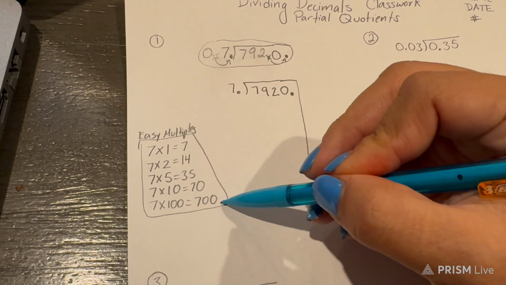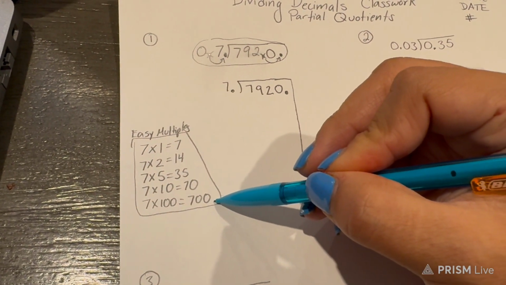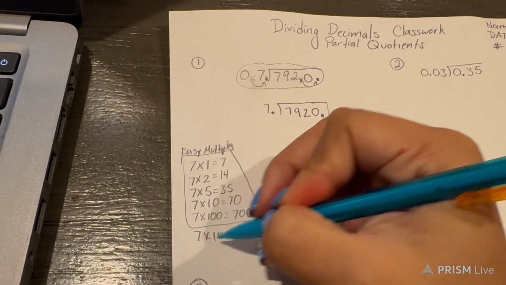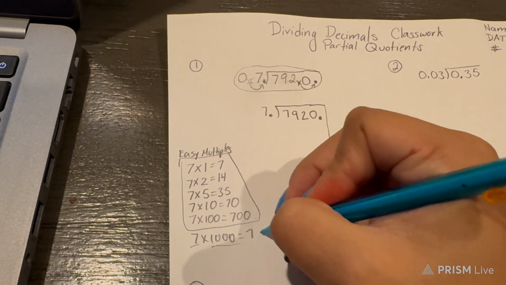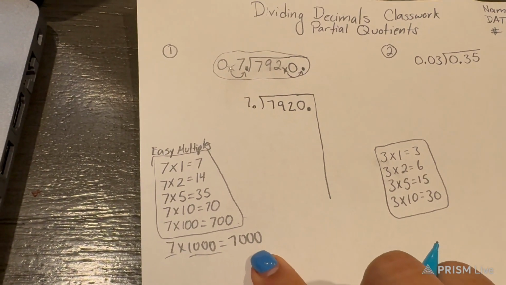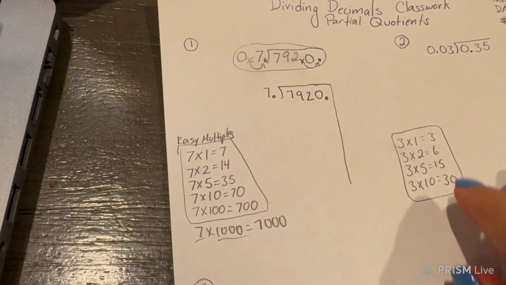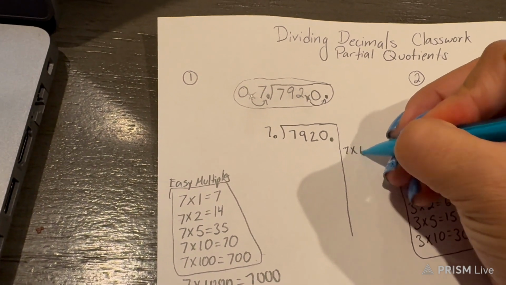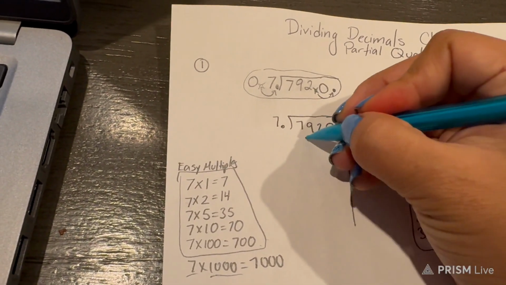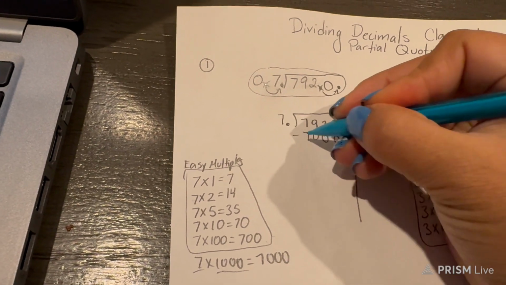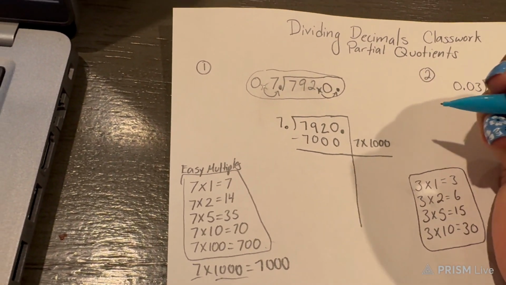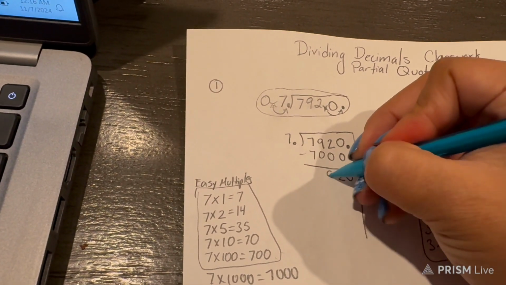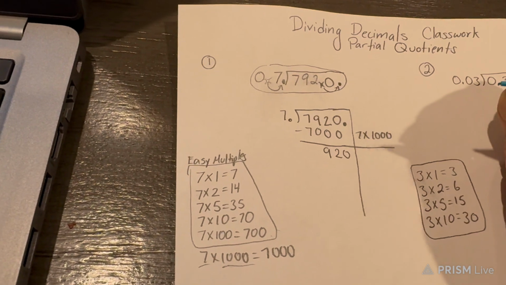Here we have 700, but there's also a larger easy multiple that we can use, and that's going to be 7 times 1,000. And we know that 7 times 1 is 7, add the 3 zeros, and that is 7,000. So we're gonna go ahead and plug that in right over here. And that's going to be 7 times 1,000, which is 7,000. Okay, 0 minus 0 is 0, 2 minus 0 is 2, 9 minus 0 is 9, and there we have it. So we're gonna go ahead and continue.